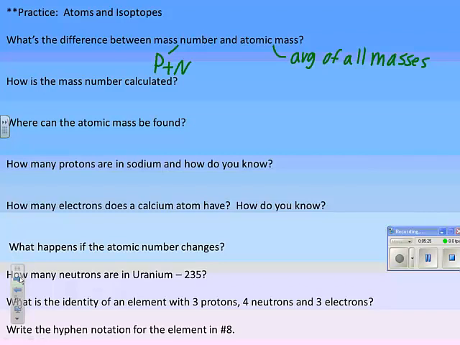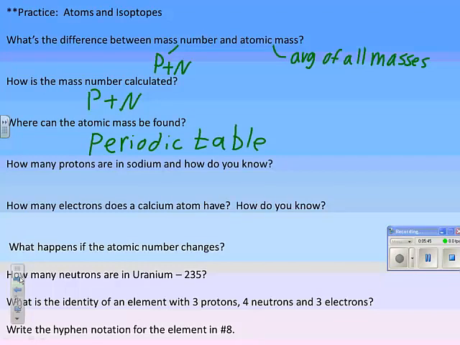How is the mass number calculated? We just talked about it. Protons plus neutrons. Obviously, that's important since we asked it twice in a row. Where can the atomic mass be found? Periodic table. It's right beneath the element.